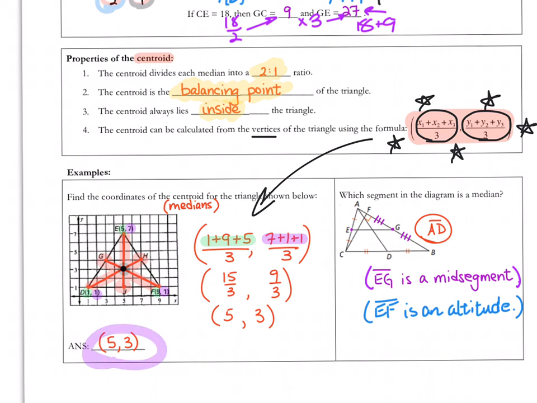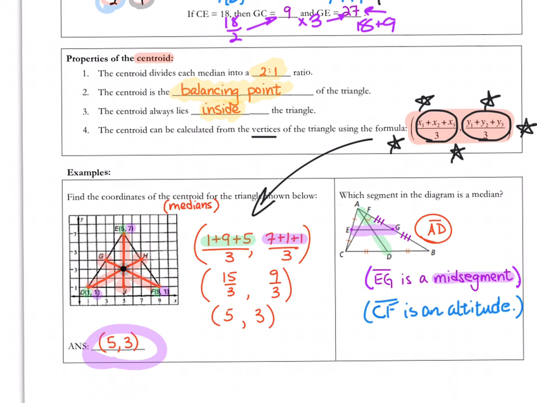Okay, and then the next example, it says which segment is a median? Well, remember, a median has to go between a vertex and the opposite midpoint. So you see some midpoints there, but only one of those segments goes from a vertex to the opposite midpoint. So that midpoint right there to a vertex, segment AD is the median. Remember that a mid-segment goes between 2 midpoints of sides, so that segment, EG, is a mid-segment.